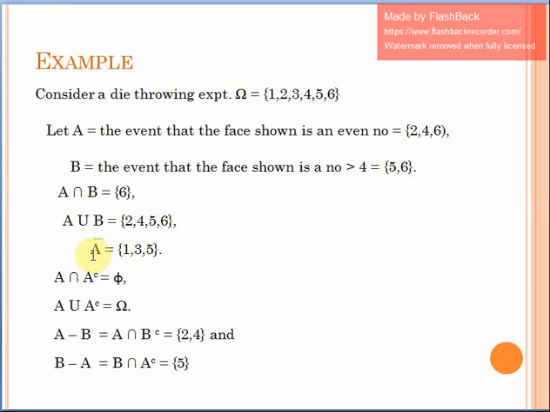And what about A complement? A is even number. Therefore A complement is odd numbers. So all the odd numbers, whenever we are throwing a die, will be the members of A complement. So A complement is 1, 3 and 5. What about A intersection A complement? There is no common point in A and A complement, because A complement is not A. Therefore there should not be any intersection point. Therefore it is a null set. And what about A union A complement? The members of A complement are not in A. Therefore, A union A complement is always the sample space.